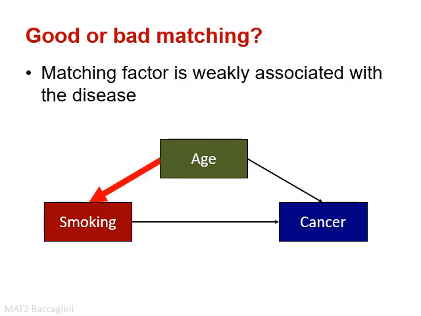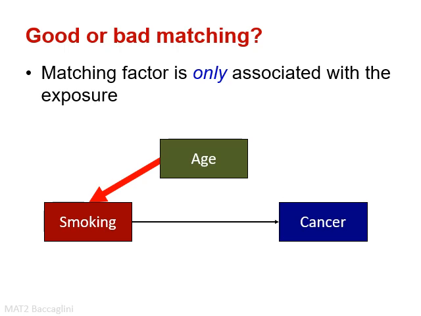What if the matching factor is weakly associated with the disease, but strongly associated with the exposure, which in this case is smoking? This will not be a good idea because we are simply making the controls more similar to the cases. And the stronger the association between the matching factor and the exposure, the stronger the bias we may see in the selection bias, because now we're making the cases and controls more similar to each other.